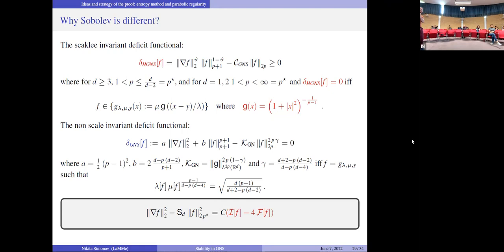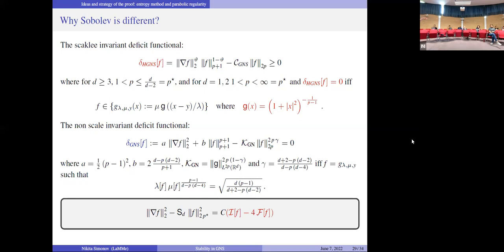Okay? But this operation is not something that you can do for the Sobolev, basically, because the Sobolev is scaling invariant, but it's also the right way of expressing this inequality in terms of Fisher information and relative entropy. So basically, the trick here is that when we pass from the scale invariant to the non-scaling invariant, we lose some of the optimizers. And here we cannot lose some of the optimizers. We have to consider them all.